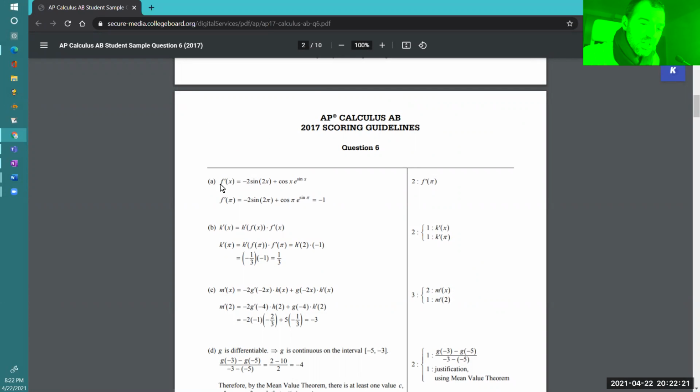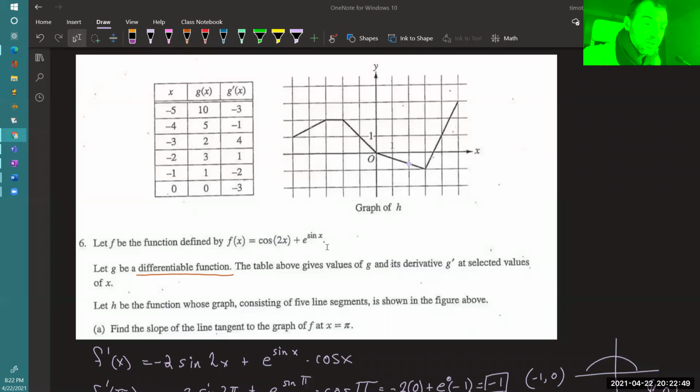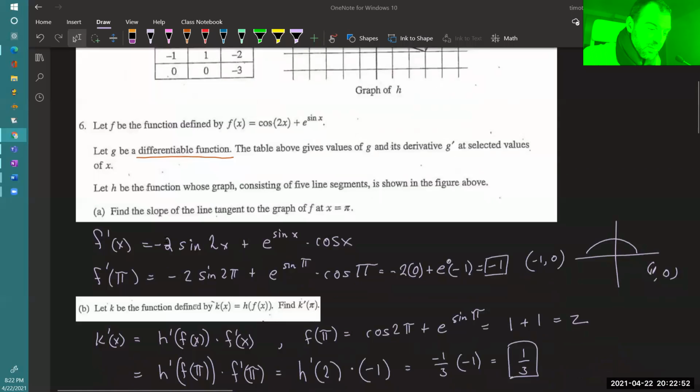They sit and they say, all right, this is worth 2 points. You get 2 points for doing f prime of pi. You probably get a point for f prime, and then you also get a point for actually writing down f prime of pi as -1. So the question is, did I do that correctly? I wrote down f prime here, and then I wrote down f prime of pi is -1. So we got our 2 points there. Now, next one, part B.